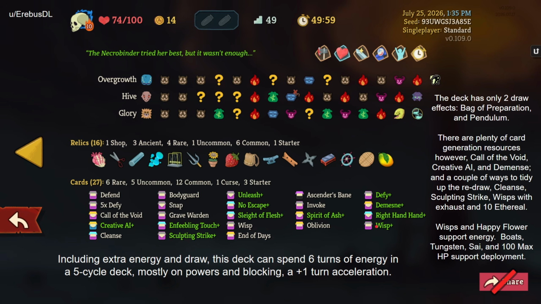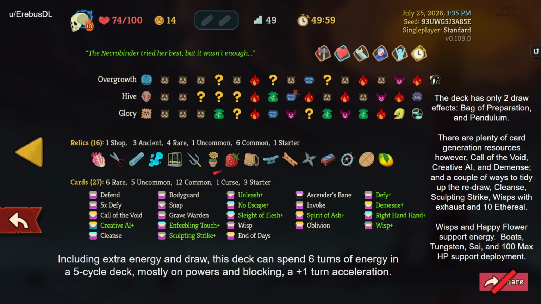Here's an example deck that Erebus DL posted to the Reddit. It's a Necrobinder deck. They won against the Aeon Glass and the test subject at Ascension 10. And it actually looks like a very strange run as they go. So they started with the Shears for 2 card removes. They got the Tungsten Rod in Act 1 and then straight to Pael's Tears into the Act 2 hallway chest for a pendulum, directly into the Sigh from Tank. So they actually only got the chests in Act 1 and Act 2.